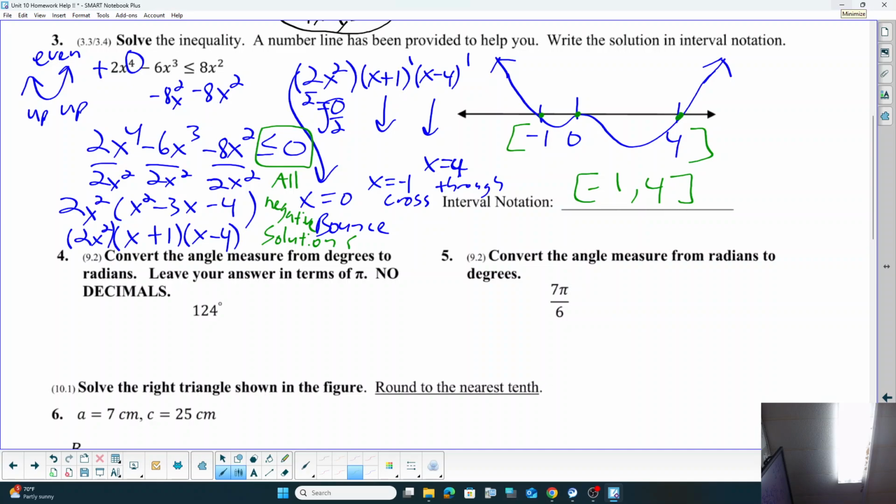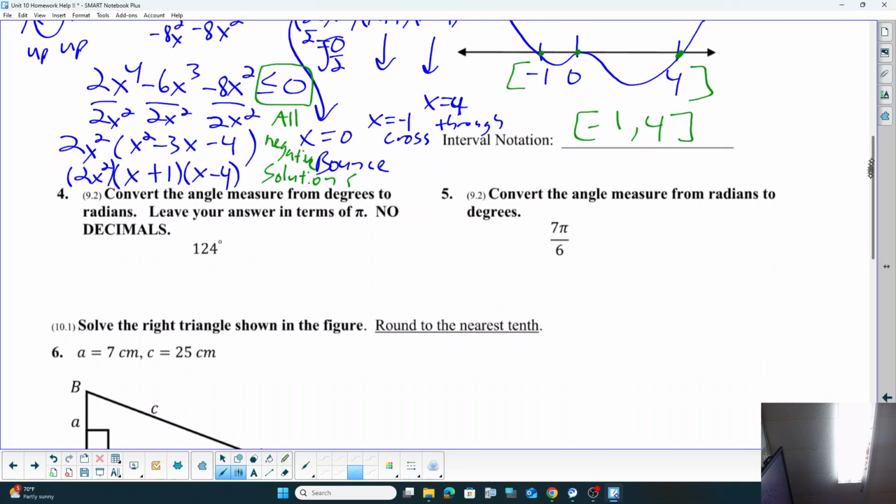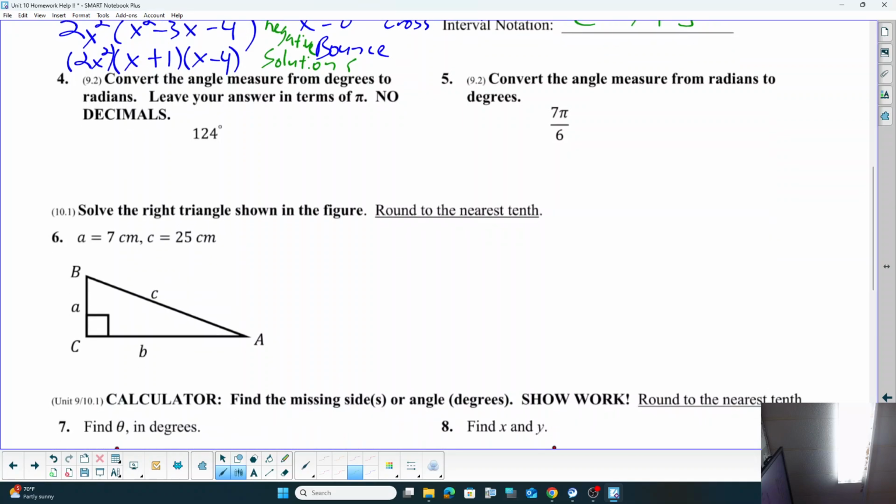Got it right. Convert the angle measure from radians to degrees. You know how to convert it, don't you?